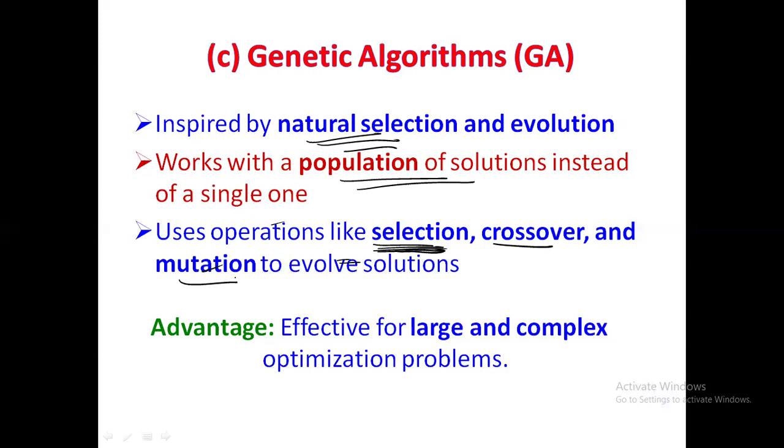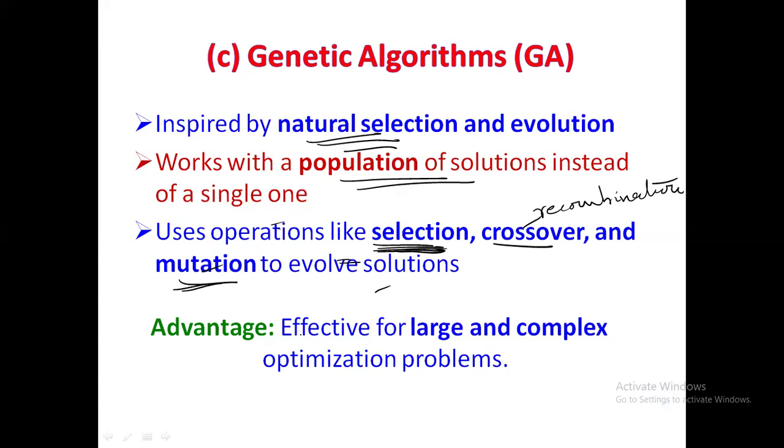Selection chooses the fittest solutions to pass their traits to the next generation. Next, crossover. Crossover means recombination. Recombination combines features from two parent solutions to create new offspring, introducing diversity. The next operation is mutation. What do you mean by mutation here? Mutation randomly alters some solutions to maintain genetic variability and prevent premature convergence to local optima.